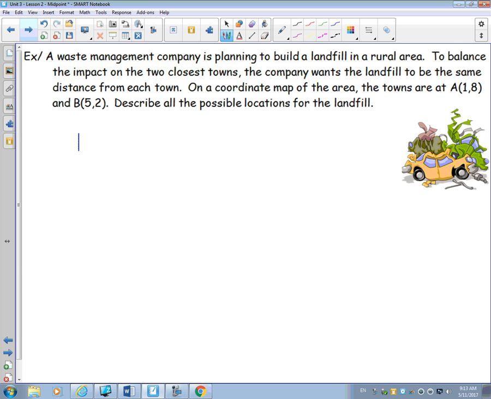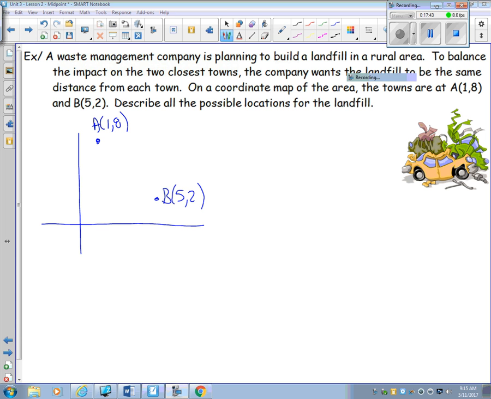So when in doubt, let's draw it out. What do I know? Town A is at (1, 8). Town B is at (5, 2). Where should we put the landfill? Our common thought here is, where should we put that landfill? Well, most people want to put it right in the middle. And that would totally make sense.